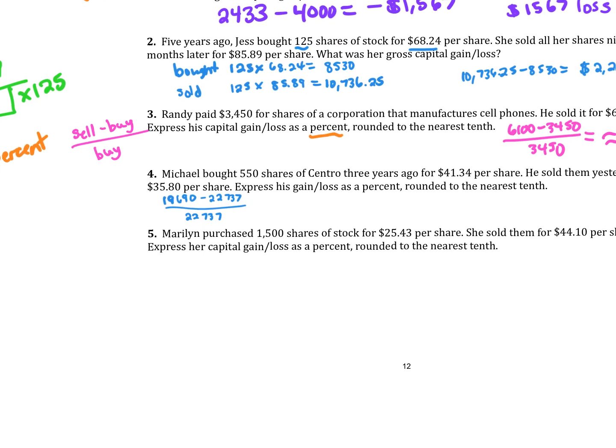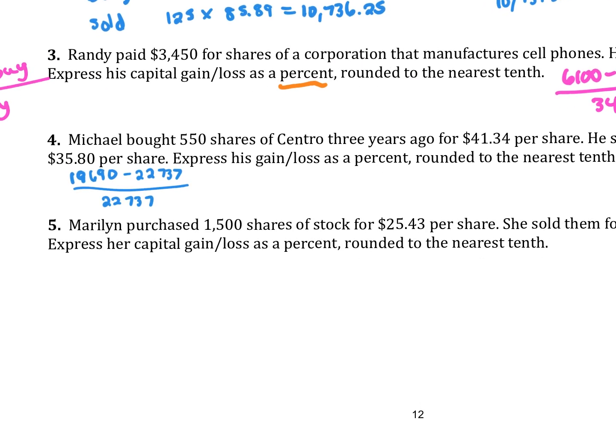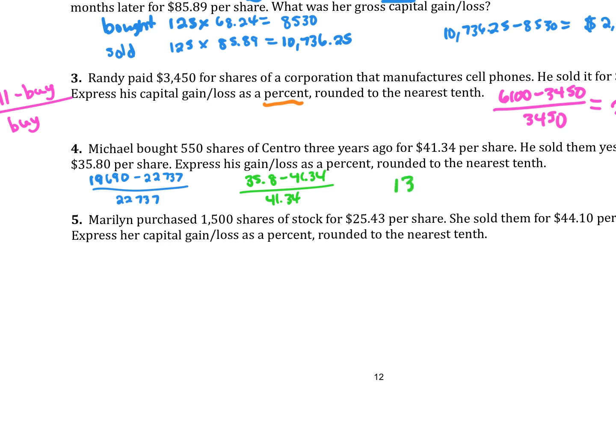So that's the one option. The other option is to do just the single price. So 35.8 minus 41.34 all over the 41.34. So either way, on that one, you should find that it is a 13.4% loss.